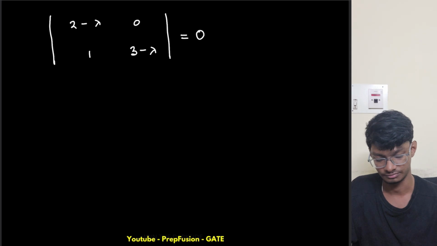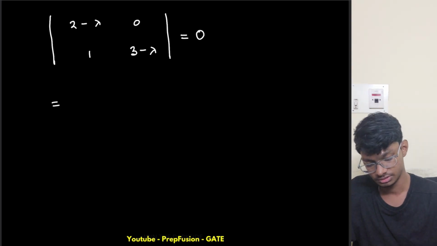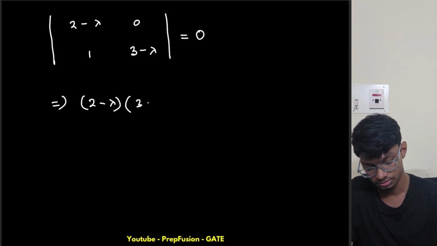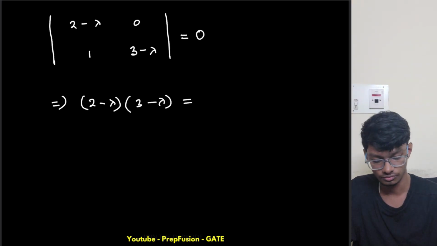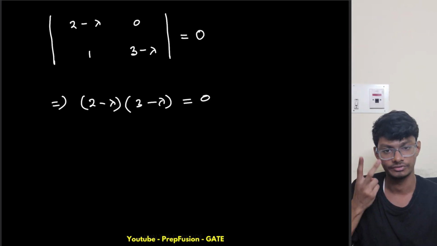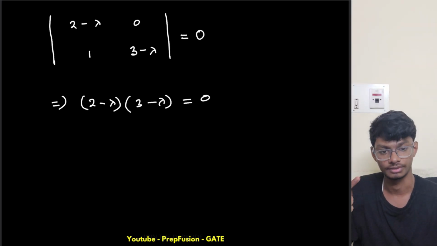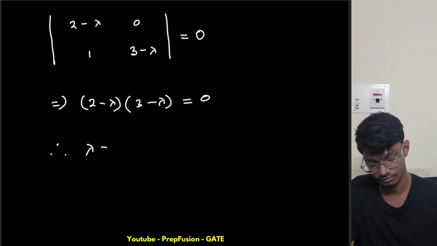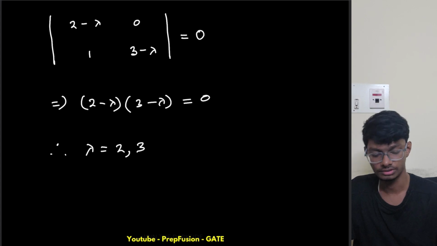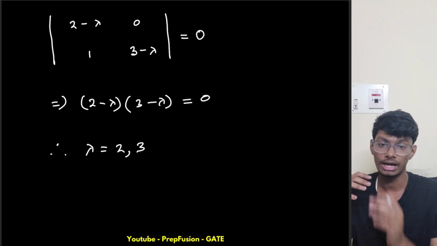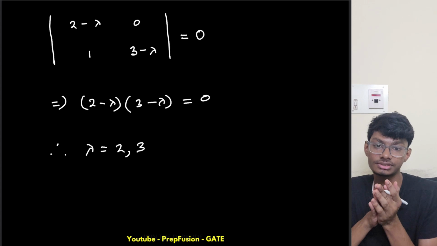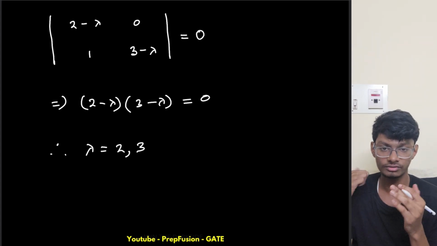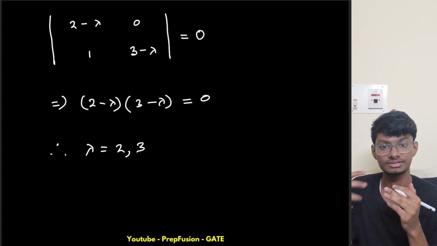So this is just like a cakewalk for us. This is (2 minus lambda) times (3 minus lambda) minus 0, which is equal to 0 itself. Now we get two distinct values of lambda: lambda equals 2 and 3. The eigenvectors that we get will stretch this by two values. One eigenvector will stretch this by 2 and another will stretch this by 3.